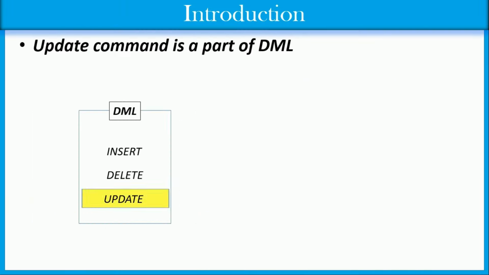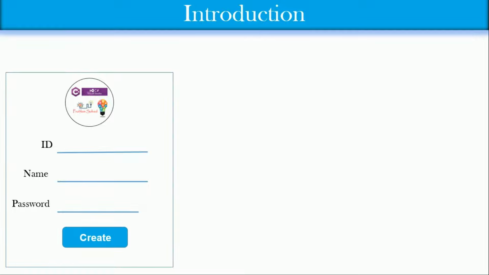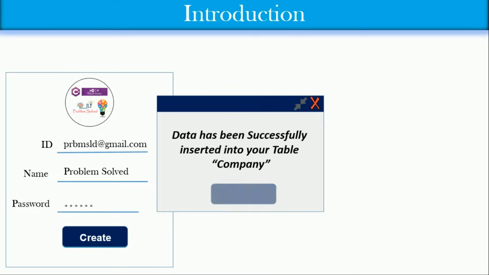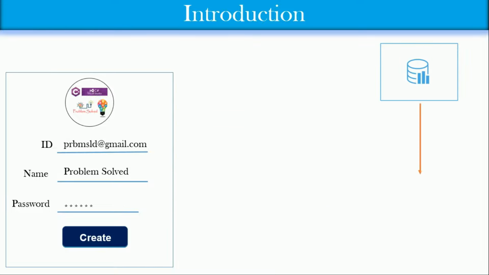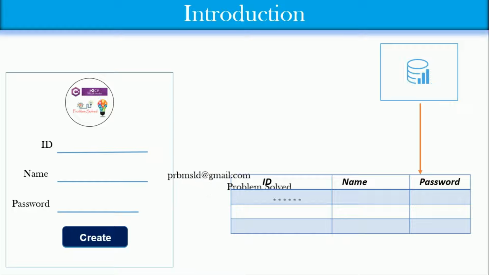Update command is a part of the DML. DML is the abbreviation of data manipulation language. If you know about the DML, you can skip this point and move towards the second point. DML means if you are inserting some records to your database. Let's consider a scenario. Problem Solve is a company. They want to insert some new records to their database. Through the insert statement, they insert the records to the database. As the user clicks on the create button, through the insert command the data will be inserted. This insert command is a part of DML.